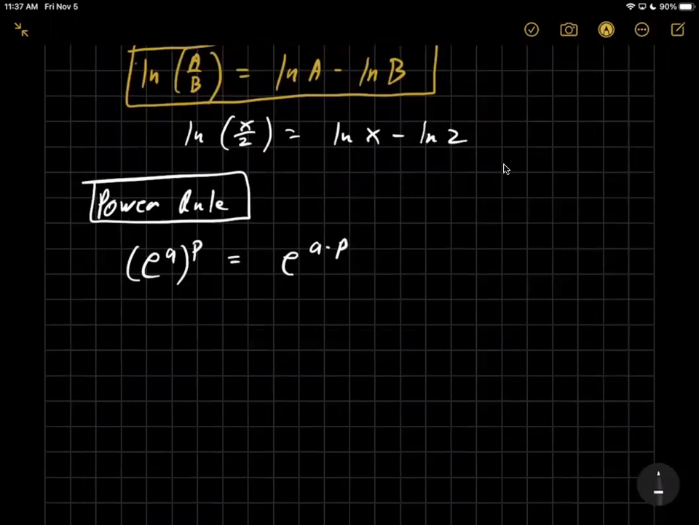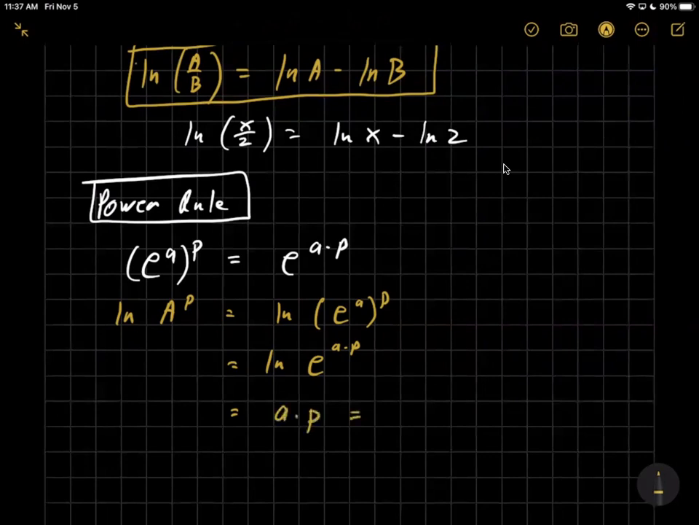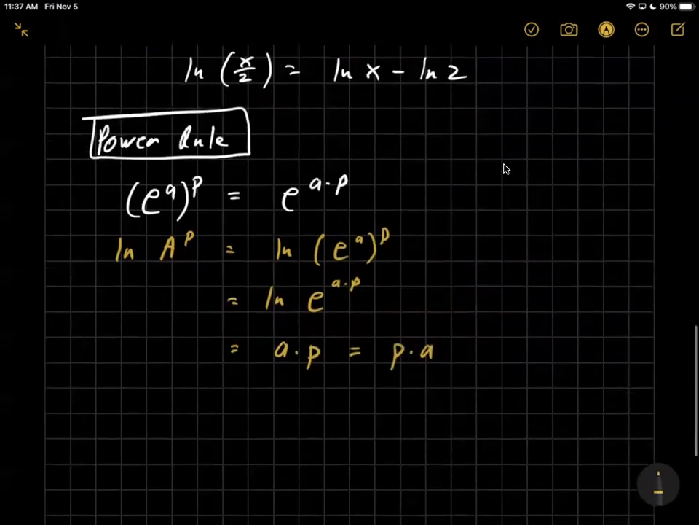Now how does that apply to logarithms? We could say, well, what about the natural log of a to the p power? Well, that's the natural log of e to the a to the p, which we just determined is the natural log of e to the a times p. And since we've exponentiated e to the a times p power, when we take the natural log of it, we just get a times p back again, which I'll rewrite as p times a. Now that can be rewritten as p times ln of big A.